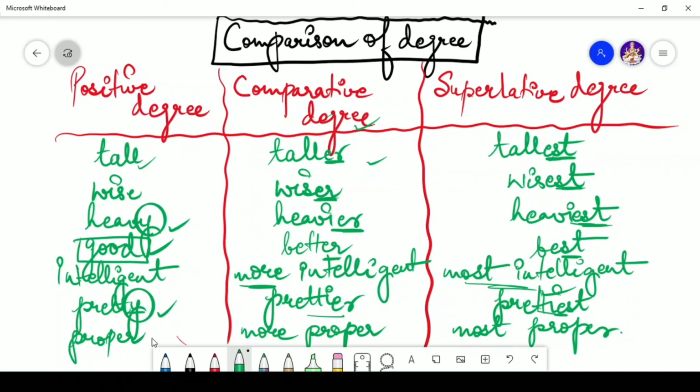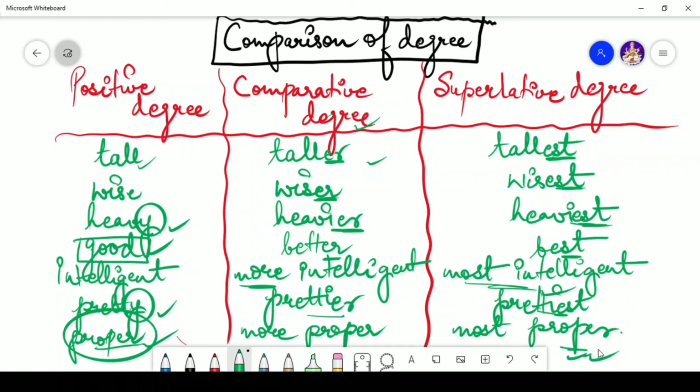Okay, now again proper will be treated in the same way. Sometimes when you do not know what is the superlative degree or what can be the comparative degree of a given adjective, then in that case just try to pronounce the word in your head, and then you will understand whether whatever you are trying to write is correct or not. Like proper cannot be written as properer or properest. It is not a way of writing it. It will be more proper or most proper.